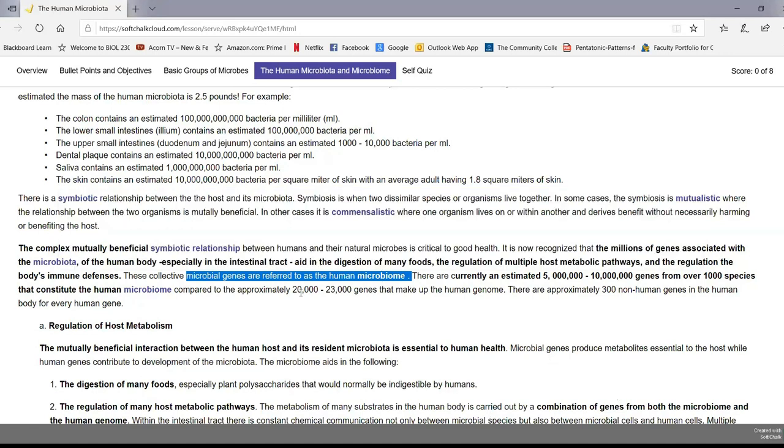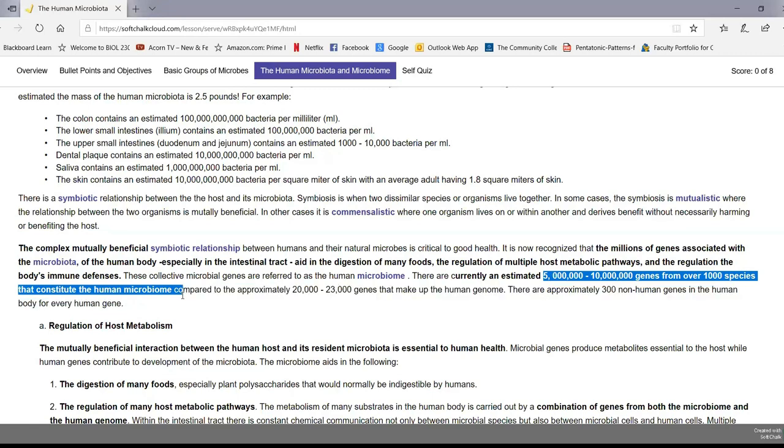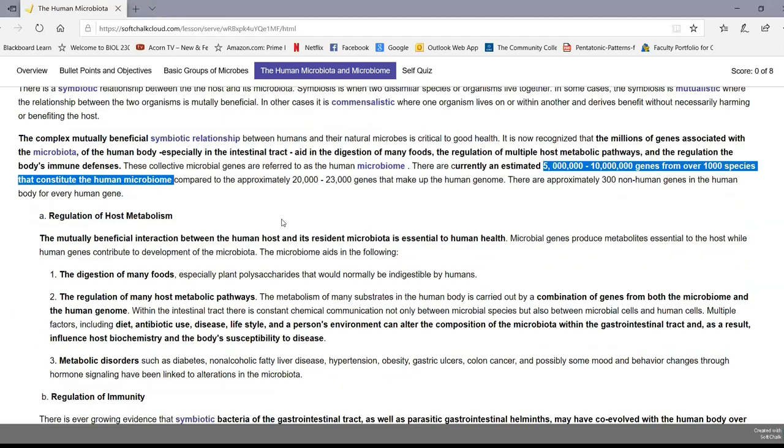Now, it's thought that the human genome has between 20,000 and 23,000 genes, but it's estimated that there are 5 million to 10 million genes from over 1,000 species of microorganisms that constitute our human microbiome. So there's about 300 non-human genes in the human body for every human gene. And these microbial gene products play critical roles in the normal function of our body. So one thing we know that the microbiota and their gene products do is that they regulate a lot of our metabolism. So again, this is essential to human health.